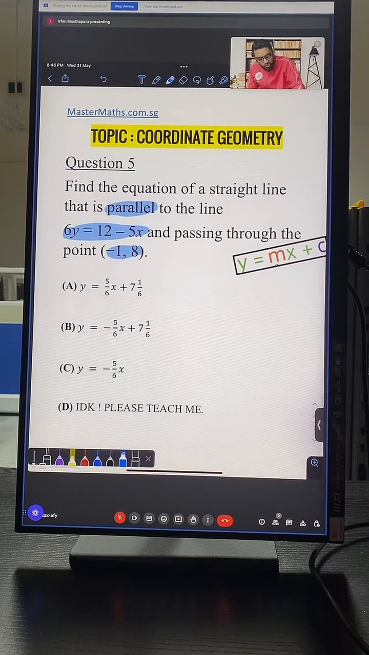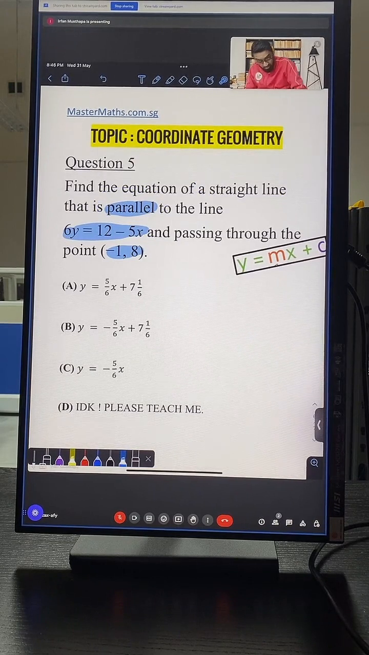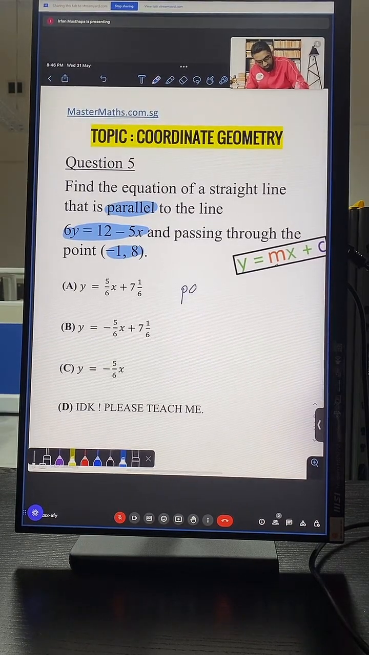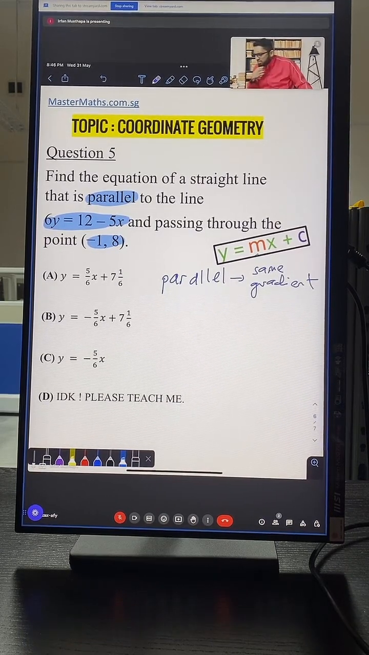Okay, guys. How do I find the equation of a straight line parallel to this line? Now, when they are parallel, my friends, they will have the same gradient. Okay, you can write this down. Parallel means what? Same gradient. Okay, so how do I find the gradient of this line here? How do I find the gradient?